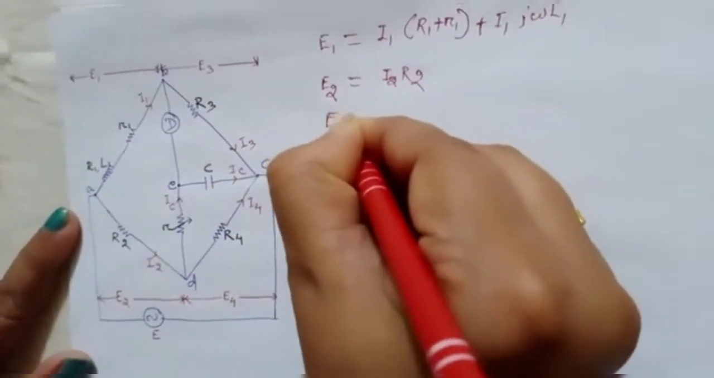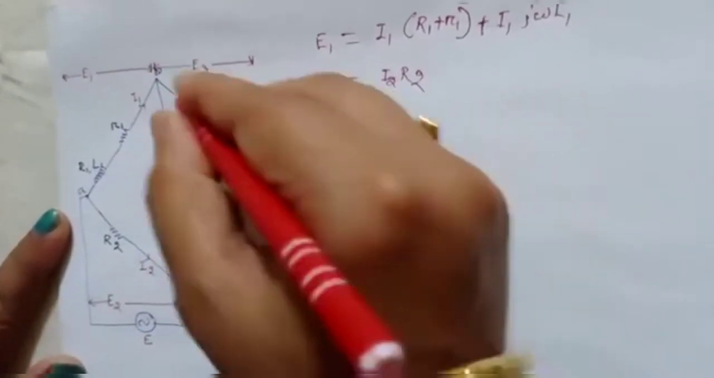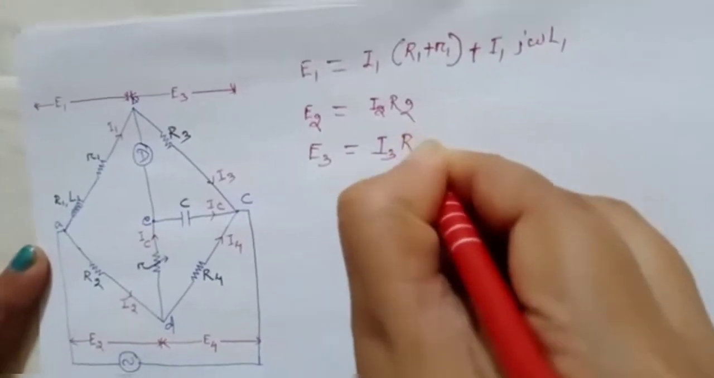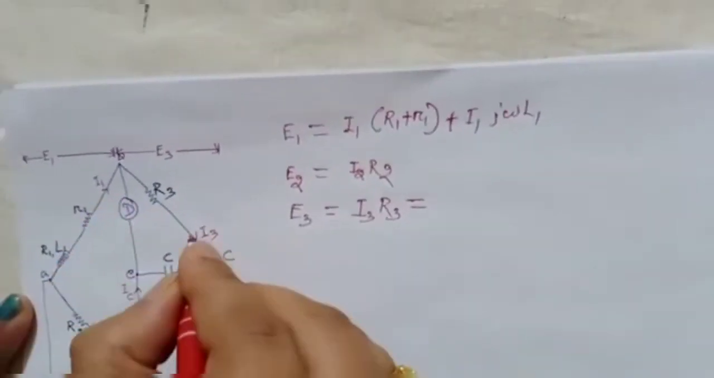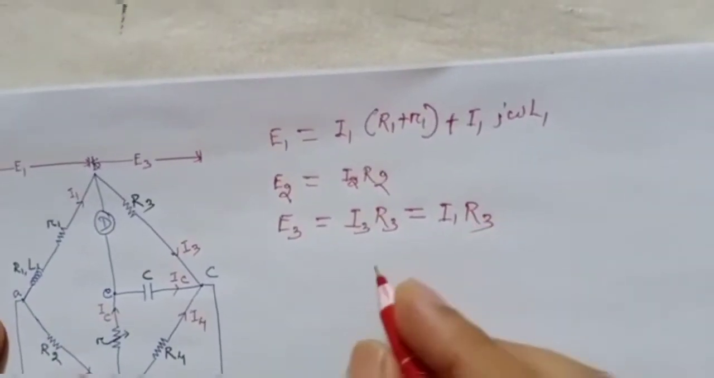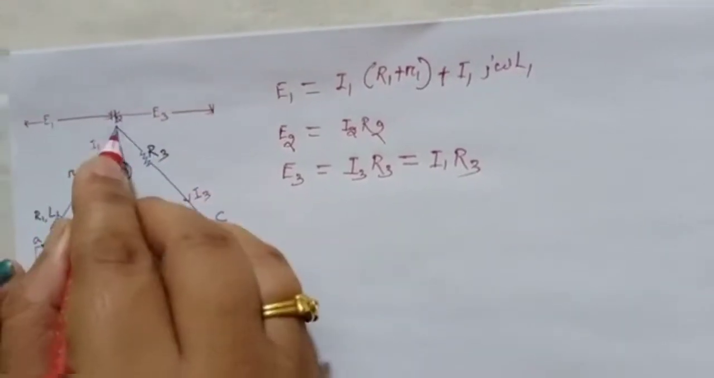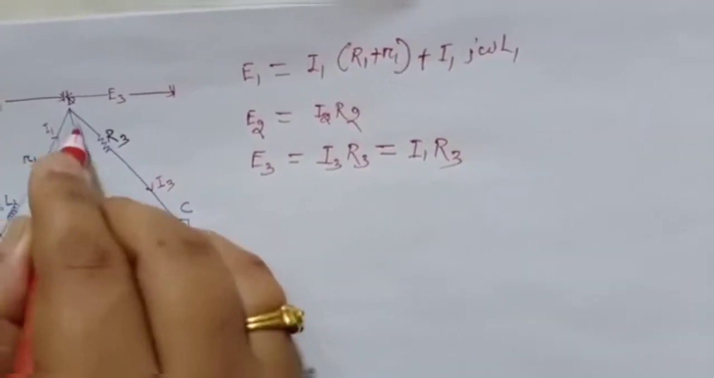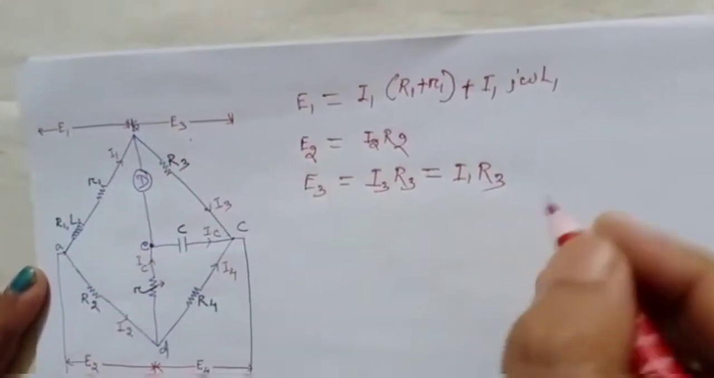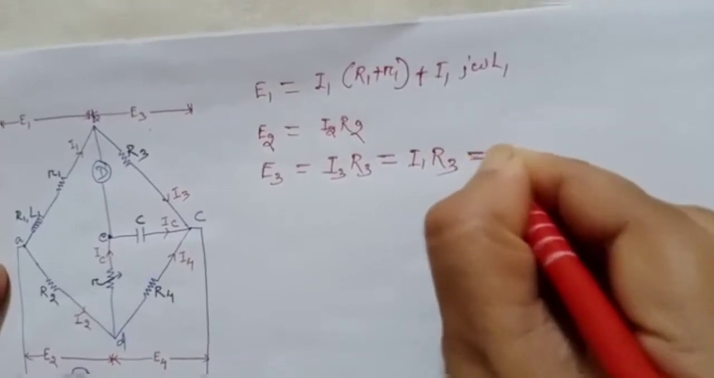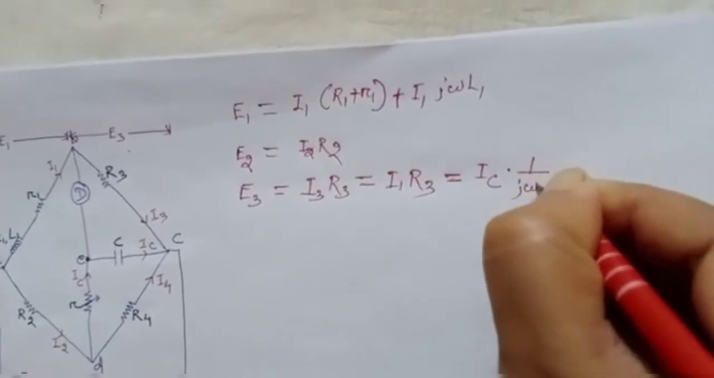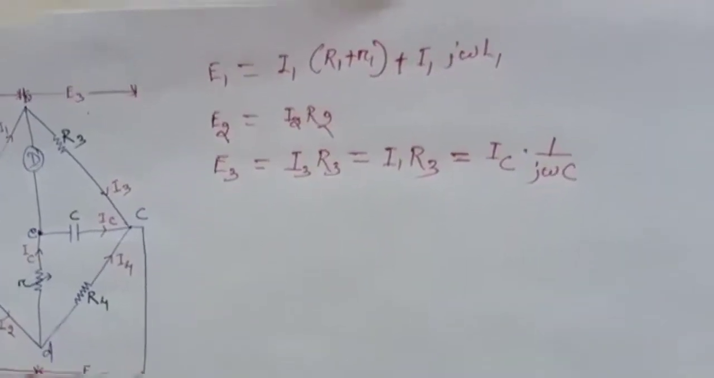Then the value of E3. E3 is equal to I3 into R3, but at balance condition I3 is equal to I1, that's why it is simply I1 into R3. Again, the potentials of B and E are the same, so the potential of E to C is also equal to E3. So I can write another value of E3, that is IC into 1 by j omega C. This is the value of E3.